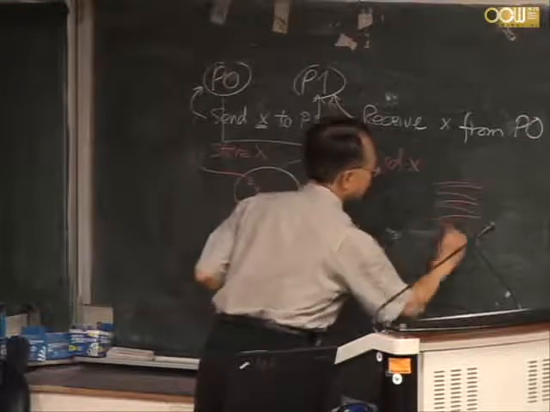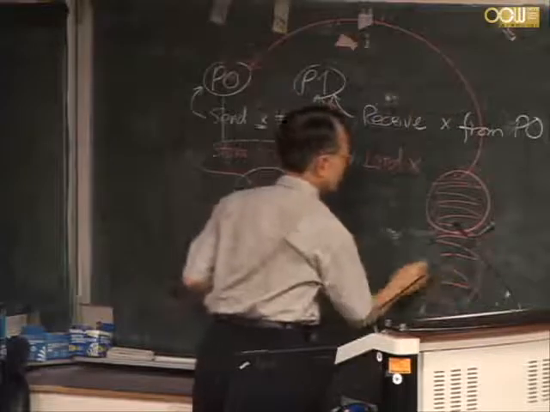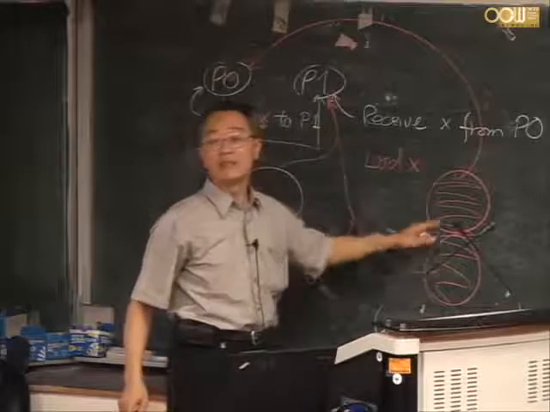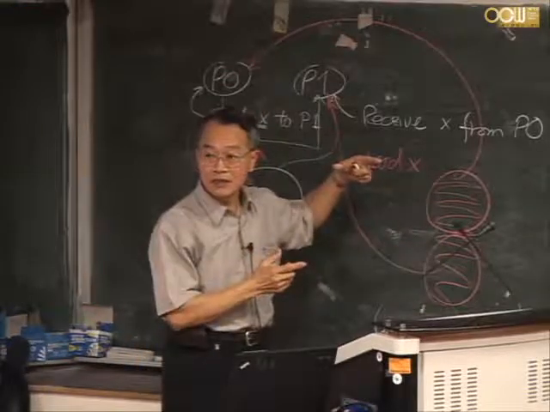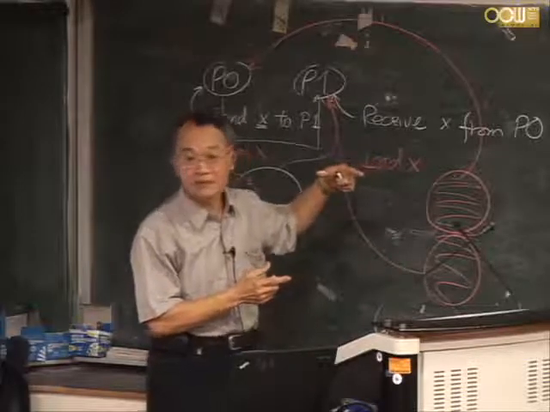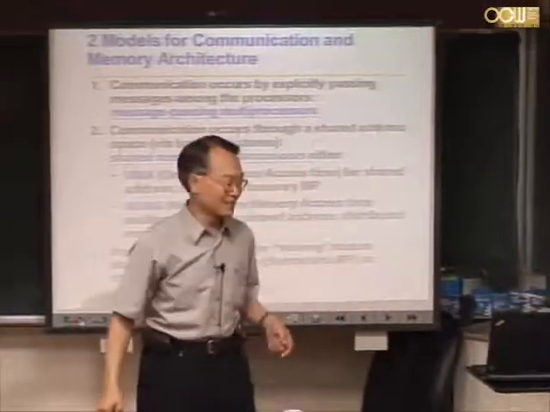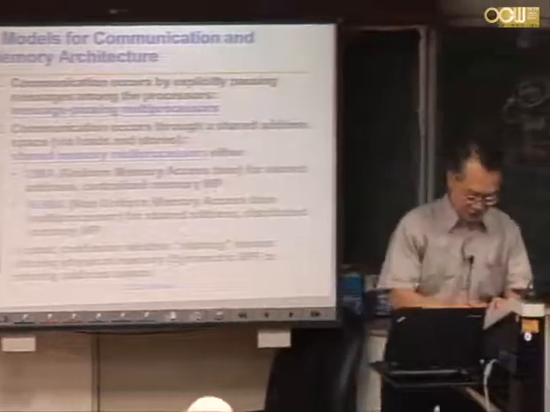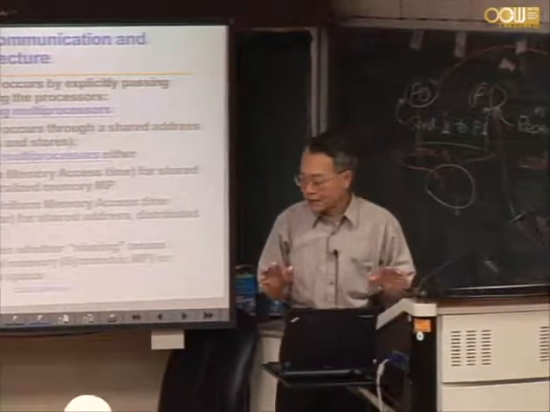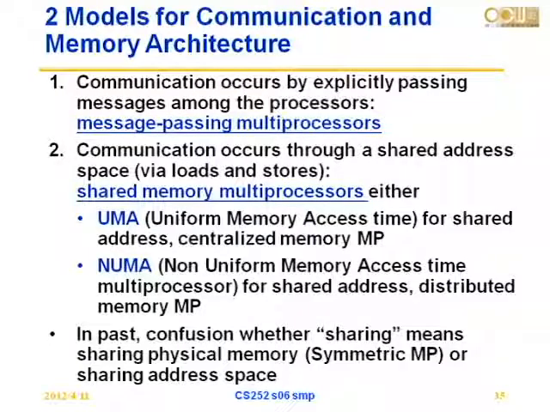This is a program. Maybe I put this chunk on P0 and this chunk on P1. Can you see that they're from the same original program? If they're from the same original program, then they have the same memory view. Okay? So whatever programming style, whatever machine configuration, this always works.